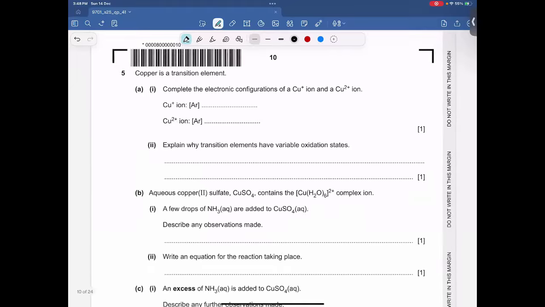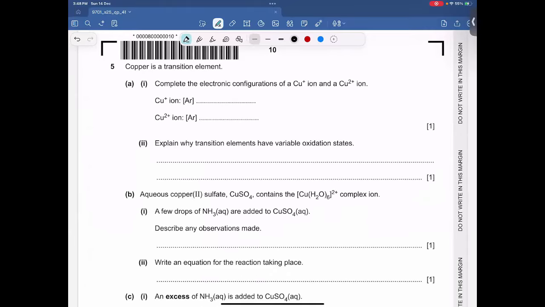Oh, that's my favorite. Transition element. Complete the electronic configuration of copper 1 ion and copper 2 ions. When we talk about copper 1 ions, which means one electron is lost from the 4s orbital, so electronic configuration is going to be argon and then 3d10. When we say copper 2 ions, which means 2 electrons are lost from the valence shell, 1 electron is lost from the 4s orbital, the second electron is lost from the 3d orbital, so obviously 3d contains 9 electrons now.